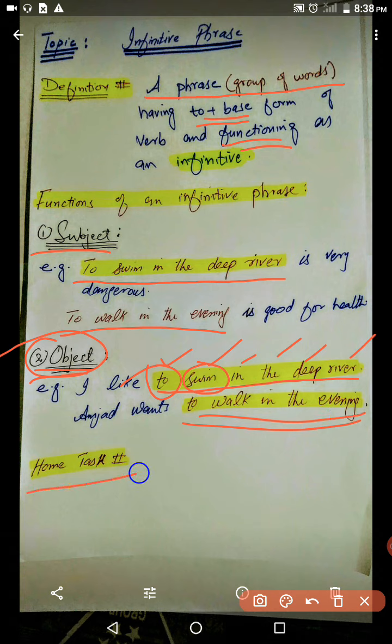Now here I want to give you a home task, and that is that search all the uses of infinitive and send it to me on my WhatsApp.